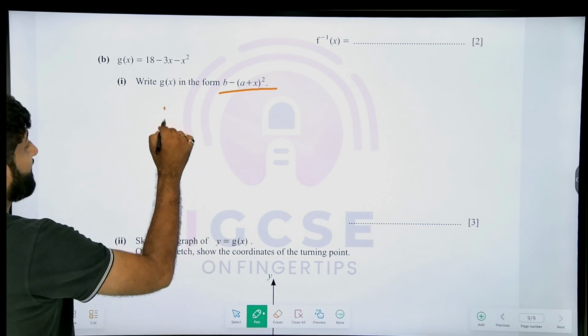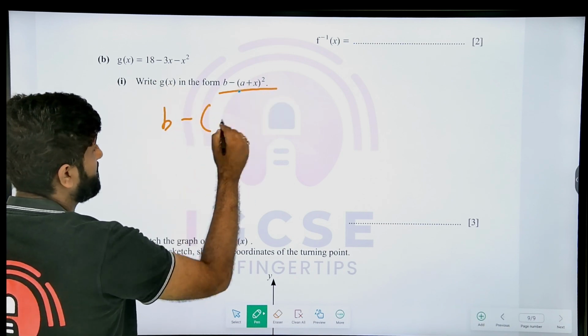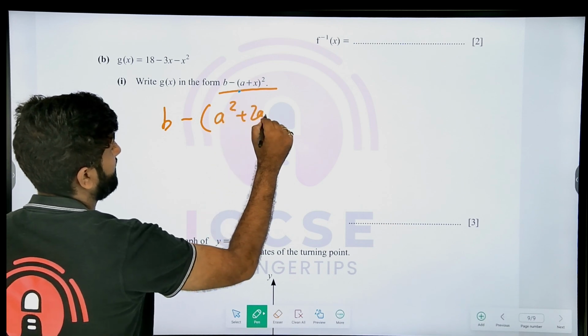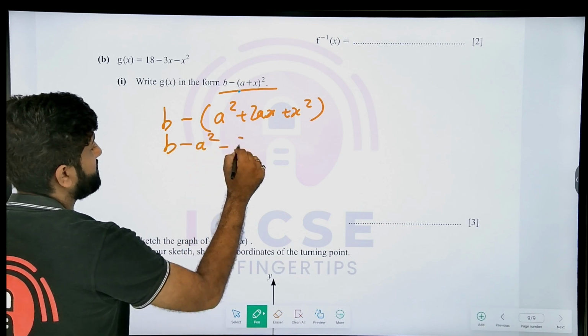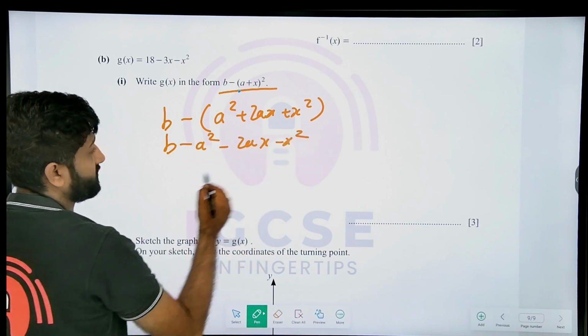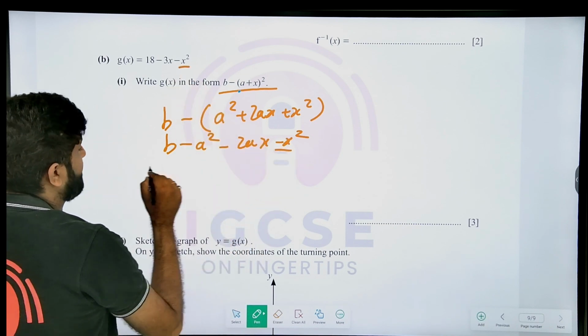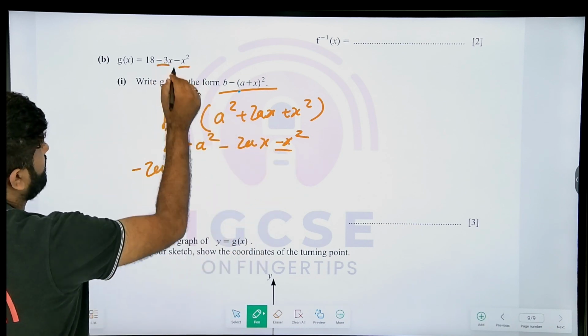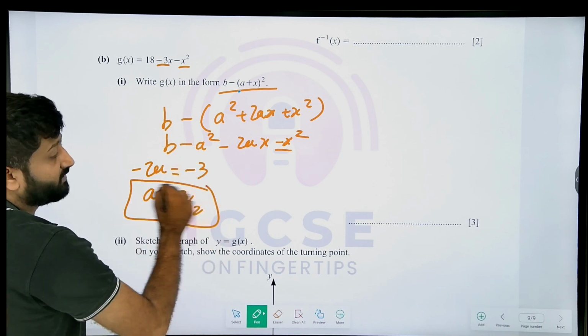Again, what I'll do, I'll have to compare the coefficients, right? Because (a plus b) whole square is a square plus 2ab plus b square. So I have b minus (a square minus 2x minus x square). So the coefficient of x square is minus 1. The coefficient of x is minus 2a. The coefficient is minus 3. So a is equal to 3 by 2.